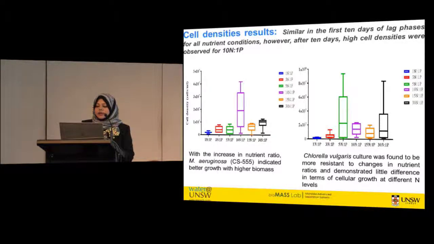For Chlorella vulgaris, it was found to be more resistant to change in the different nutrient ratios, and it demonstrated little difference. It was interesting to find that it showed better growth at low nutrients as well, as compared to the cyanobacterial species, whose cellular growth was not that significant at low nutrients.